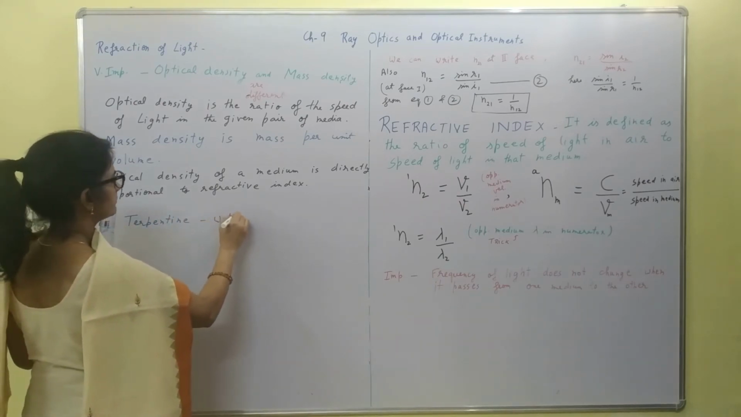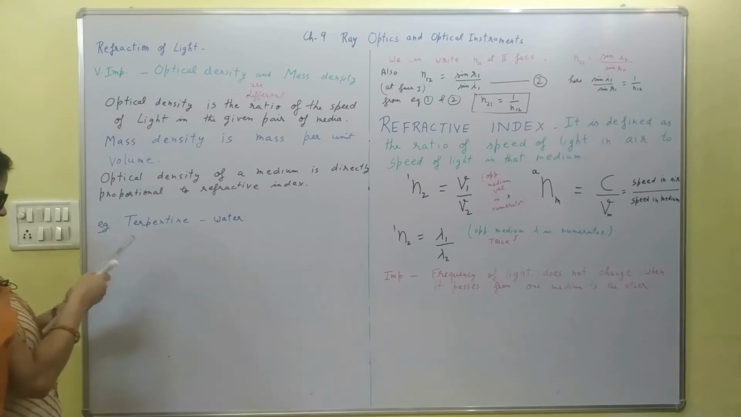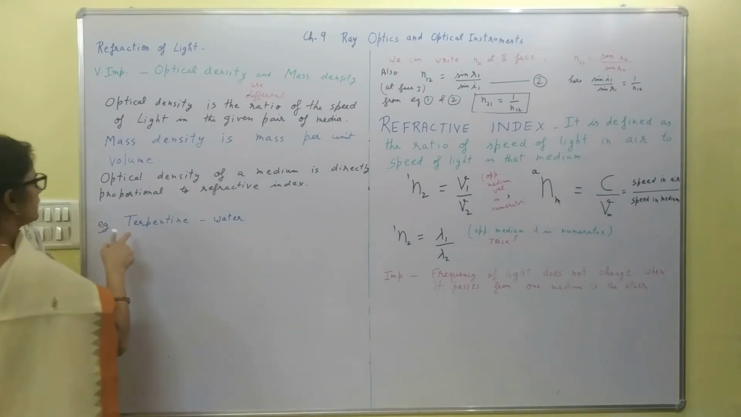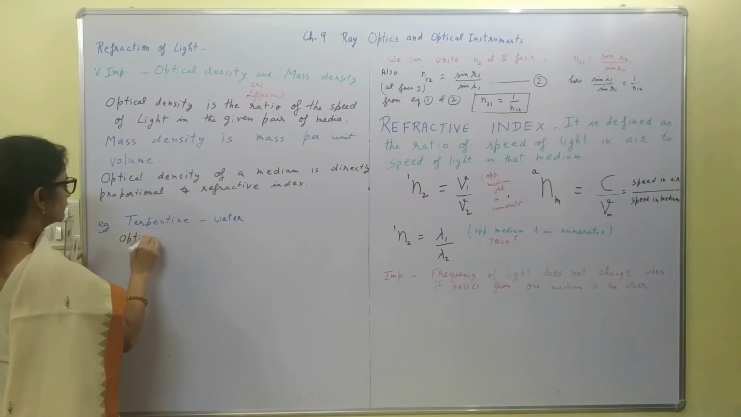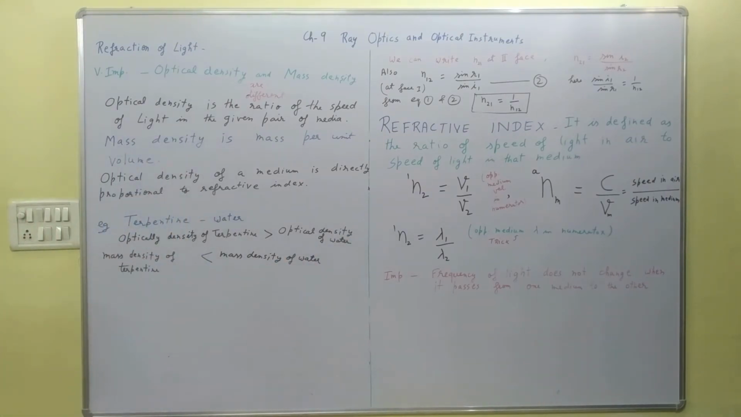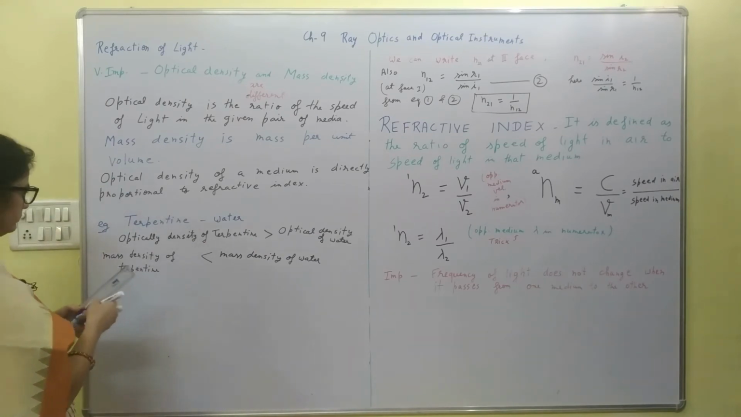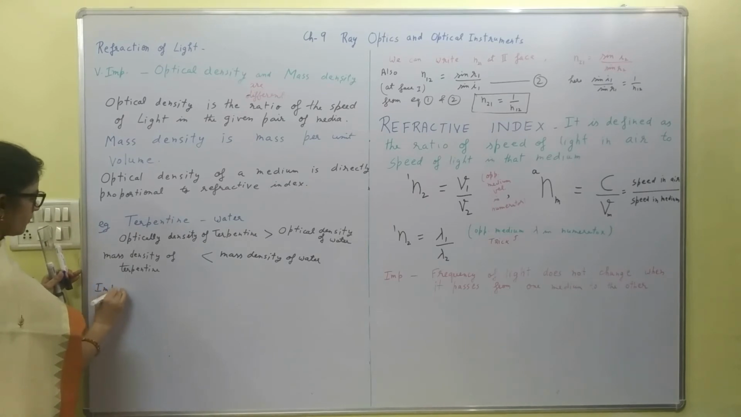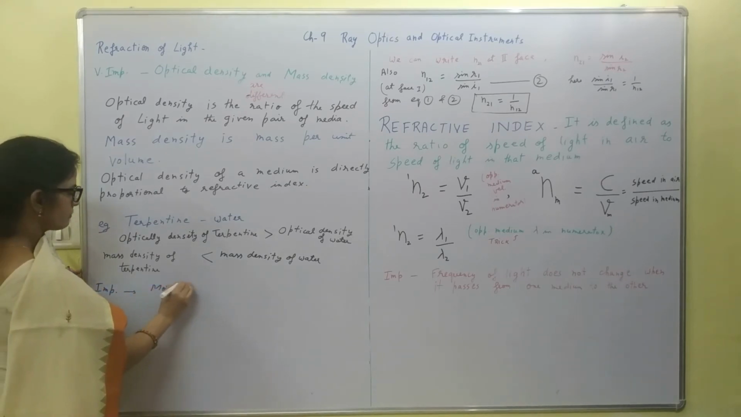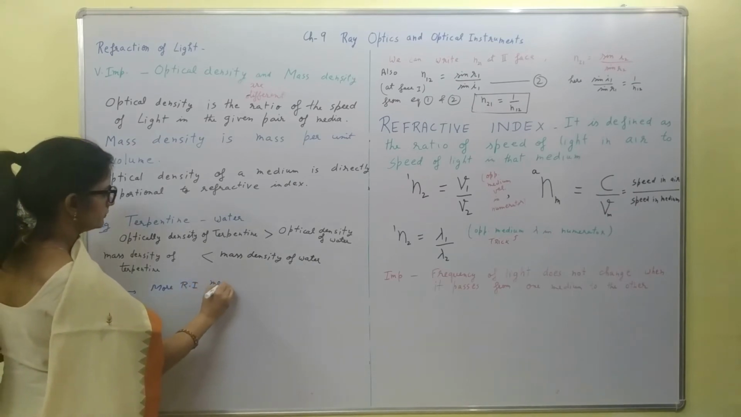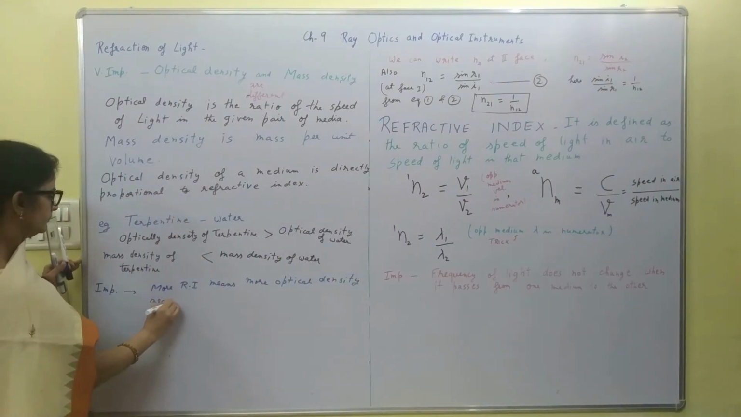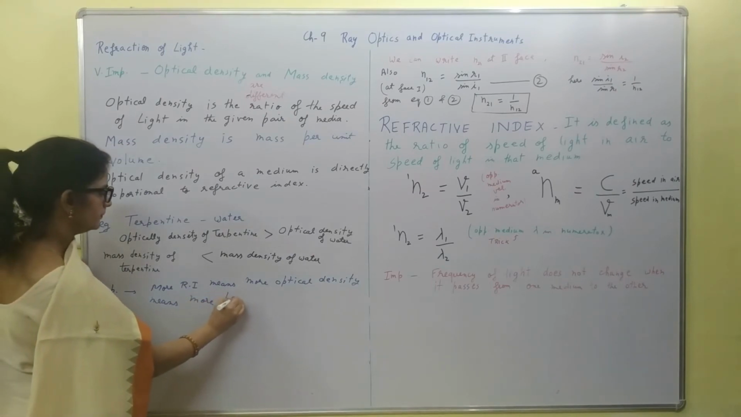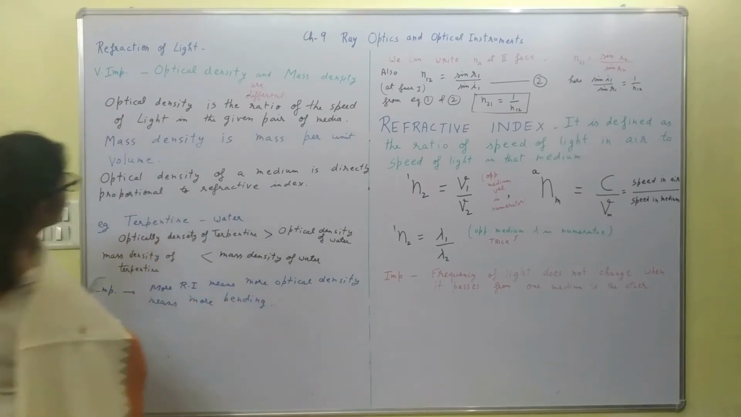In the turpentine and water case, if we talk about optical density, then turpentine is optically denser than water, right? So these are not the same things. The greater the optical density, the greater the bending. A higher refractive index means more optical density, which means more bending. So these were a few important points.